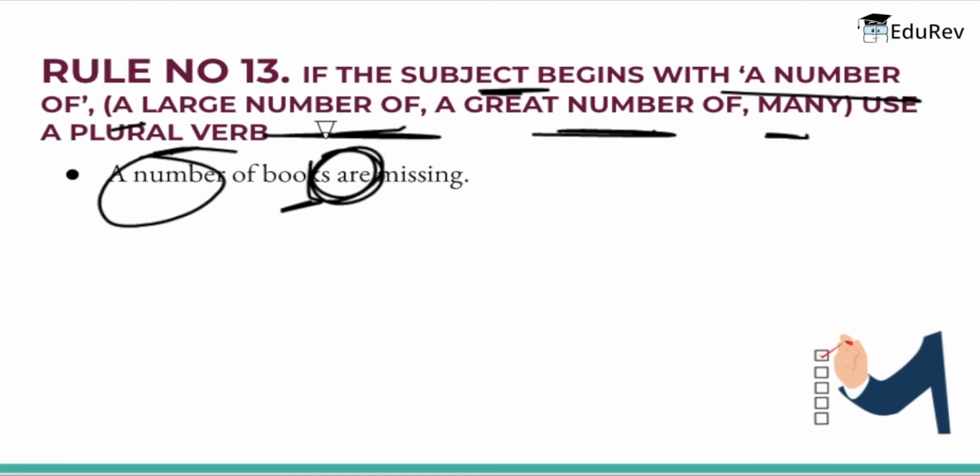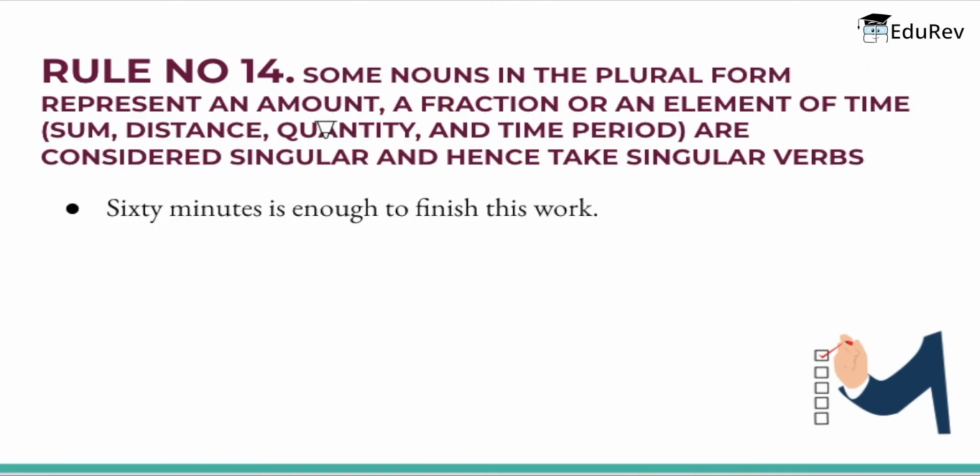Let's move forward, and we have rule number 14, that is the last rule, and this rule states what? This rule states some nouns in the plural form represent an amount, a fraction, or an element of time, that is sum, distance, quantity, and time period. So what they are saying is that there are going to be nouns in the plural form that represent a certain amount, a fraction, or basically an element of time. And what can be these elements of time? That is sum, distance, quantity, time period, etc.